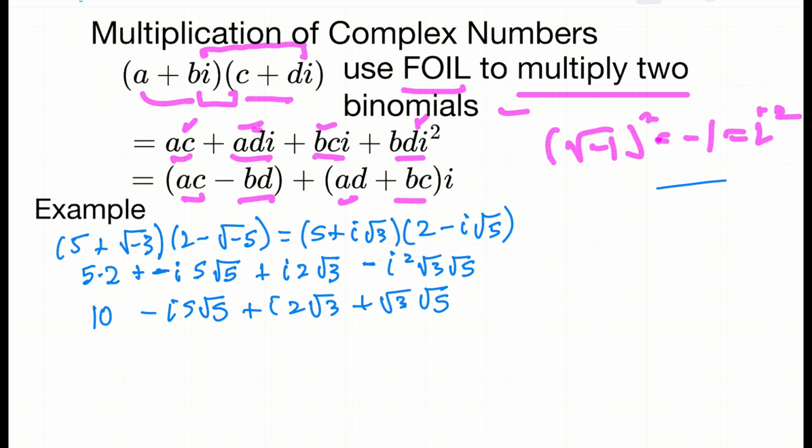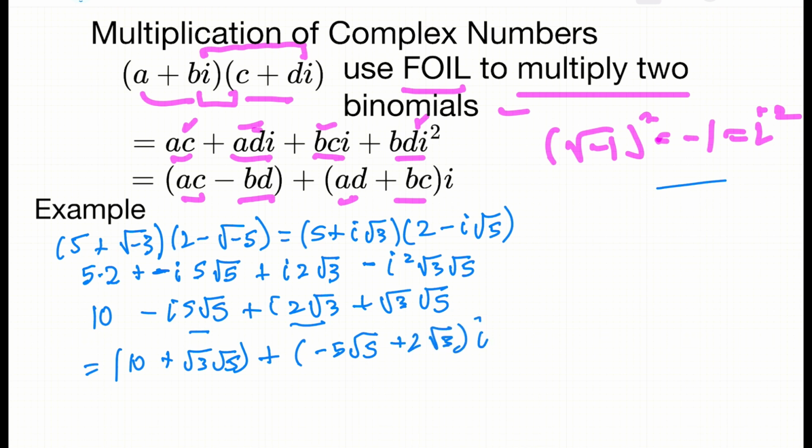Now let's combine terms. The real terms are going to be 10 plus root 3 root 5. Now we'll combine the imaginary terms, and so we're going to get minus 5 root 5 from this one, and then this one right here is going to be plus 2 root 3, and this is all times i. And we know we could recombine to root 15 if we wanted to simplify it a little further. So this is going to be our solution of the multiplication.